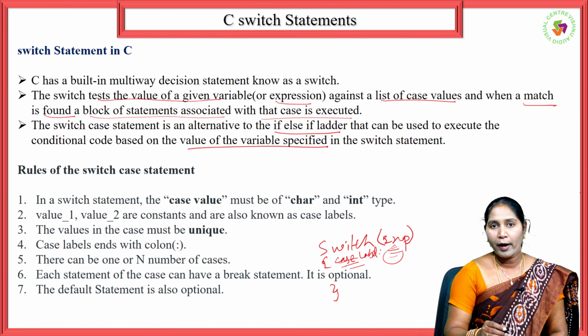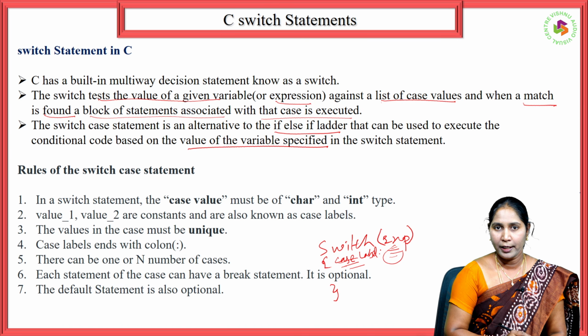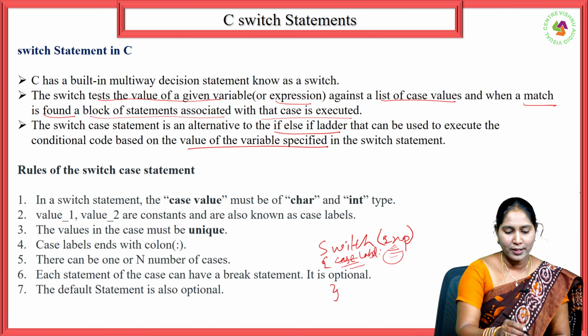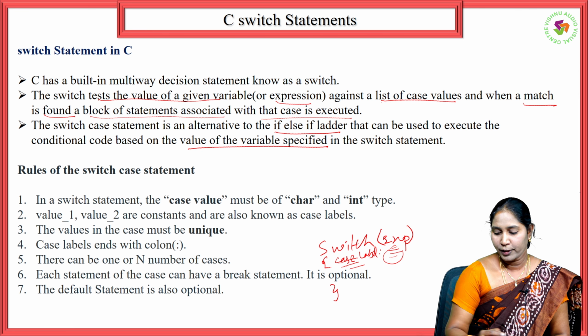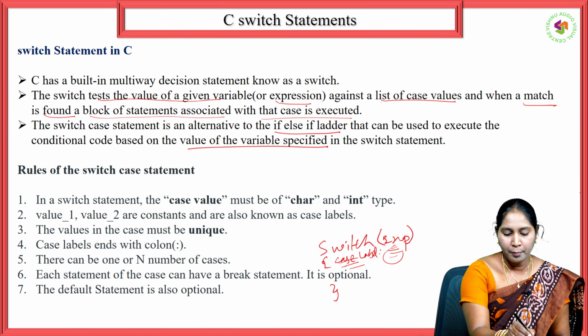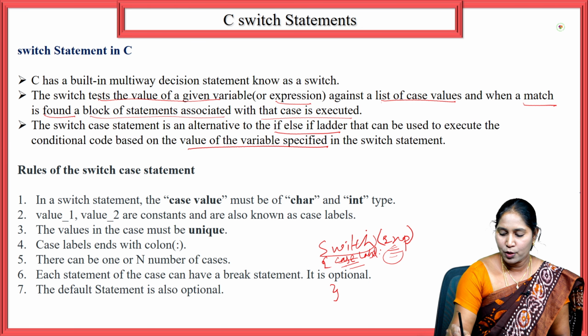So, in order to write our programs in C by making use of switch statements, what are the different kinds of rules that you have to follow? We will be seeing that now. These are the different rules that you have to follow. The first thing is, every time your switch should start with the switch keyword.